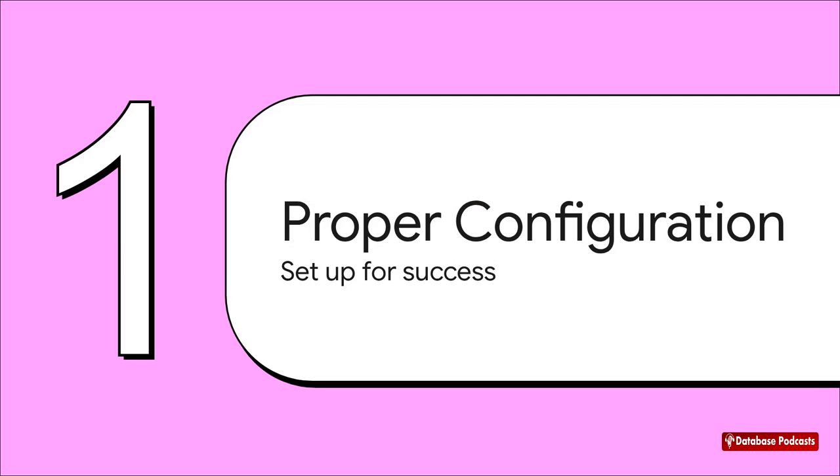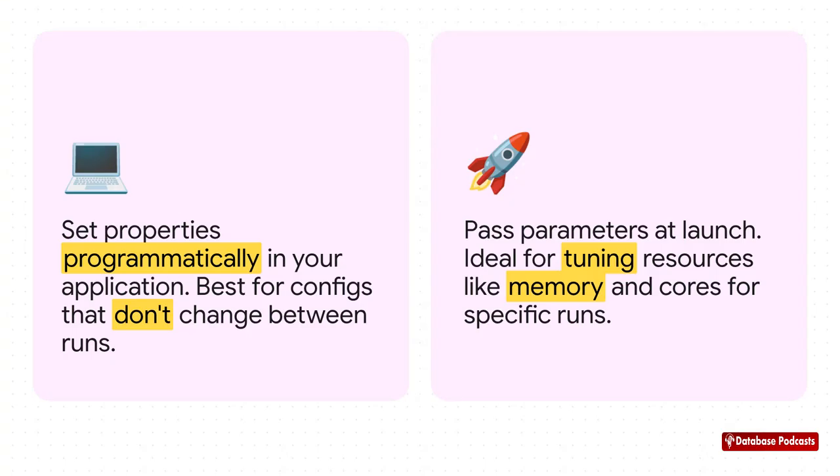That's right. The first step in debugging is often preventing the problem in the first place. Good configuration is everything. Think of it like telling Spark exactly what kind of resources it has to play with. Honestly, getting this part wrong is probably one of the most common reasons for bad performance right out of the gate. So how do we give Spark its instructions?